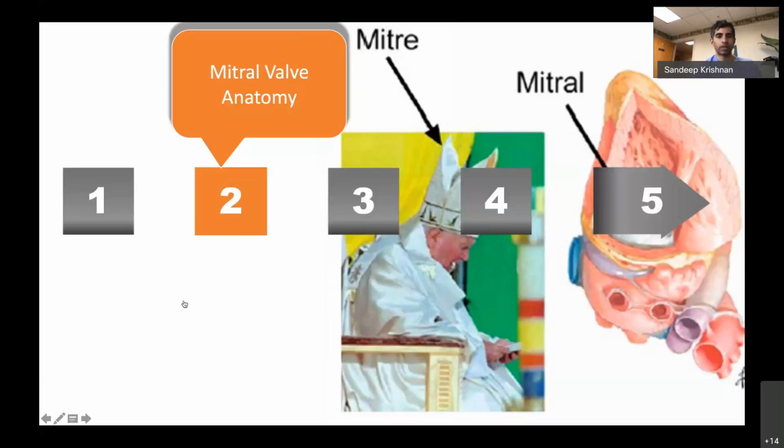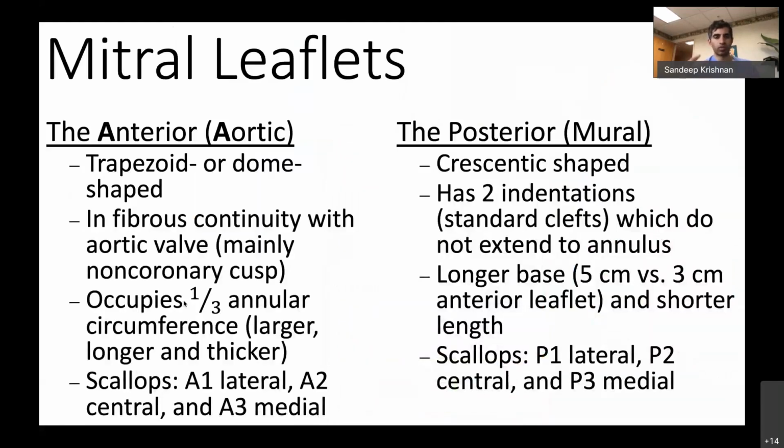So, mitral valve anatomy. The mitral valve has two leaflets. There's an anterior leaflet, which is usually larger. It's in fibrous continuity with the aortic valve. It occupies 1/3 of the circumference, but it's larger, longer, and thicker. And it has 3 scallops, the A1, A2, and A3. By convention, A1 is on the lateral side, so that's the side closest to the circumflex and the left atrial appendage, if you're looking at it on transesophageal echo. And A3 is the medial side, the side that's away from all those structures.